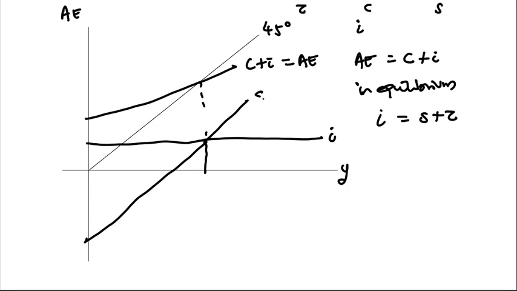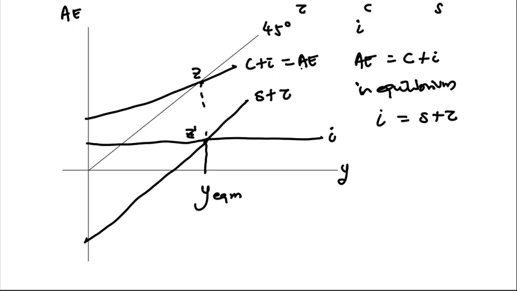So S plus tau intersects with I at this point. I call it point Z prime. And here I call it point Z, and here is what we call equilibrium income. Now let's look at point Z and also Z prime.